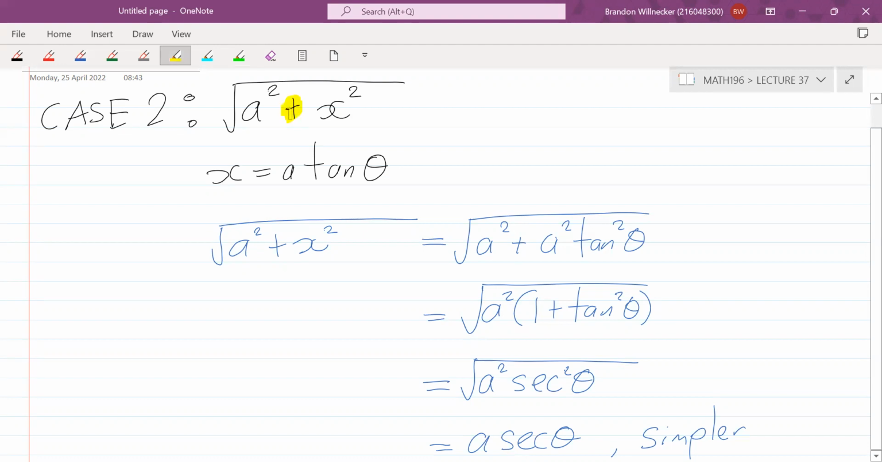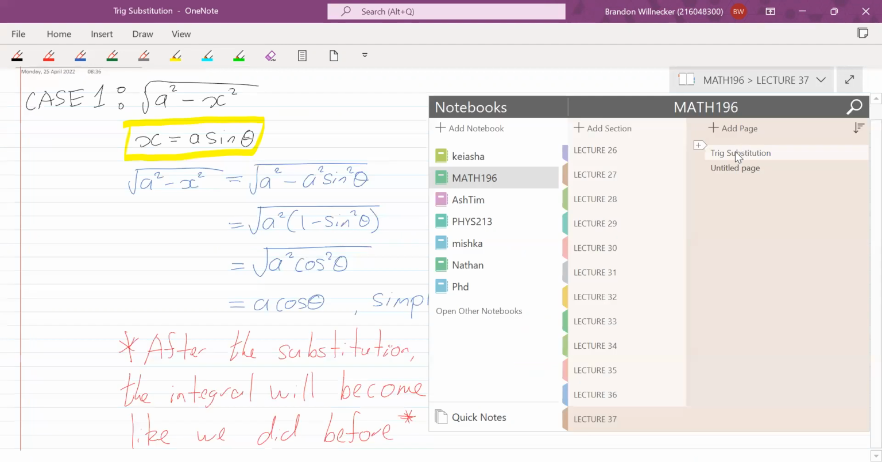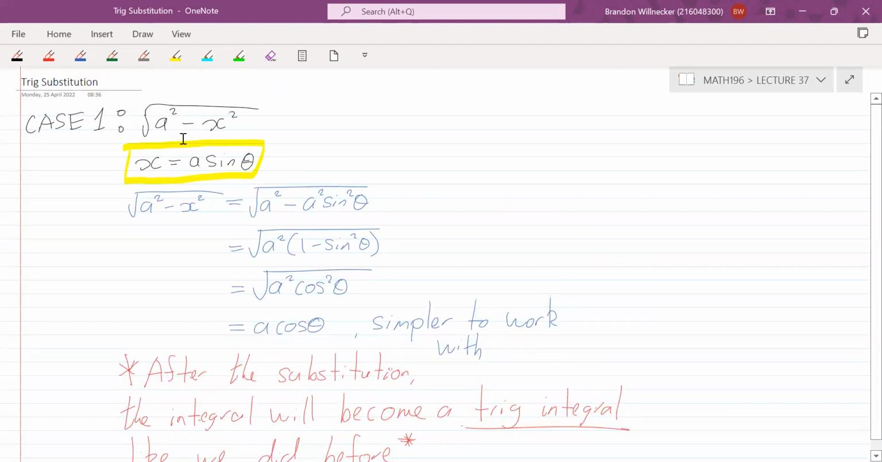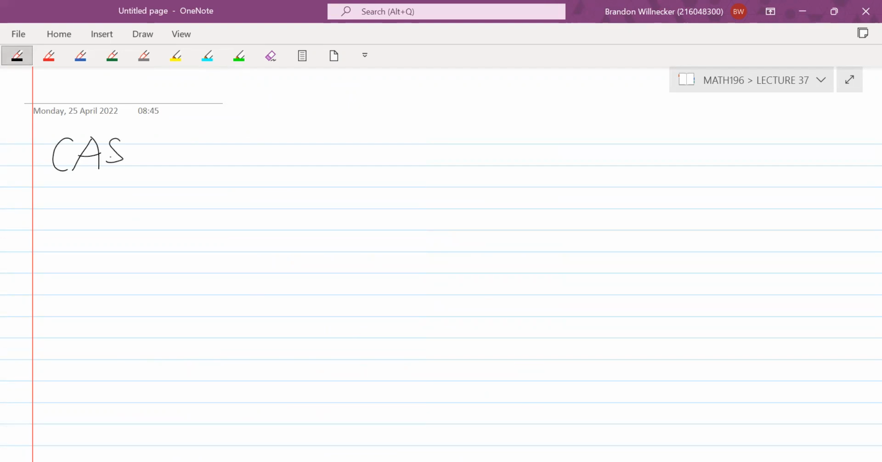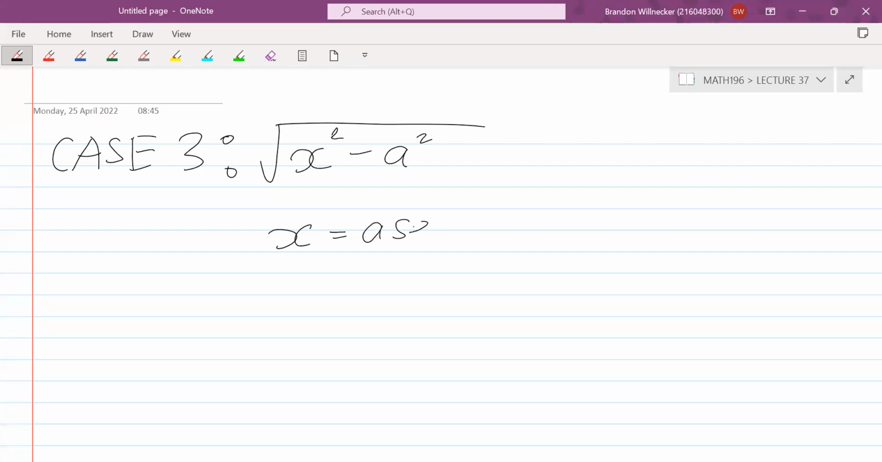Case 3 is the last one to deal with. That is x squared minus a squared. Just to go back to case 1, this was a squared minus x squared, and then we swap that around for case 3. So case 3 is when we have something like x squared minus a squared. In this case, we're going to make the substitution x is equal to a sec theta.